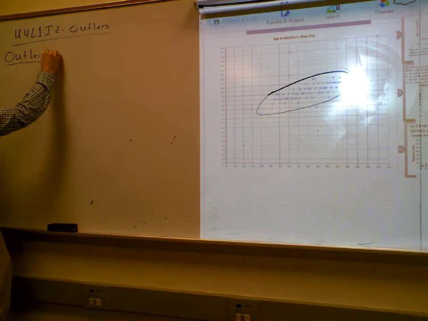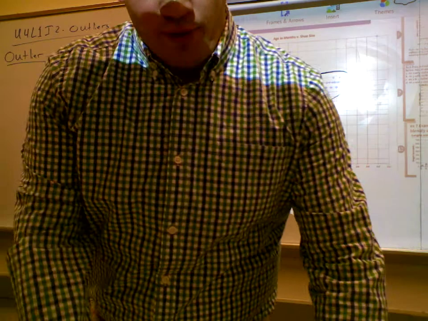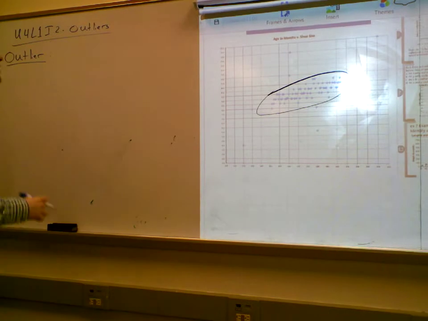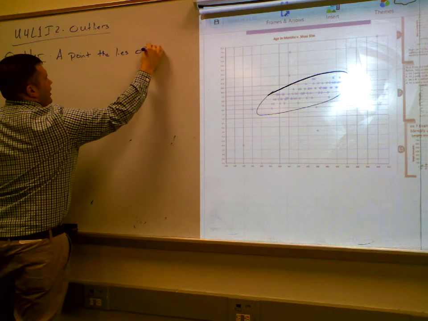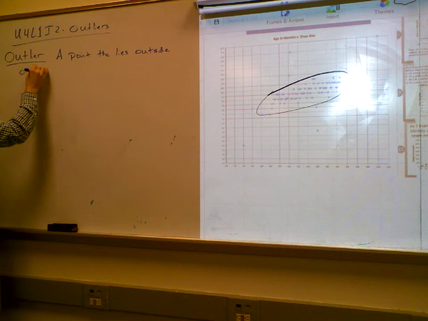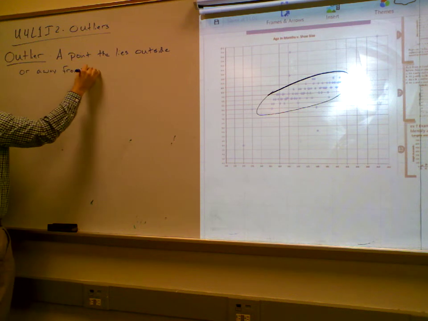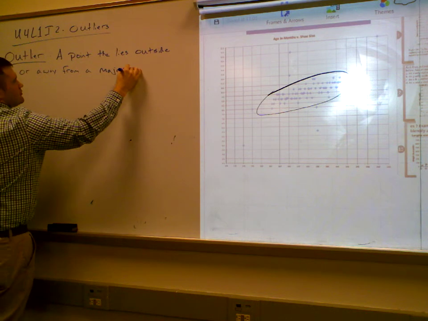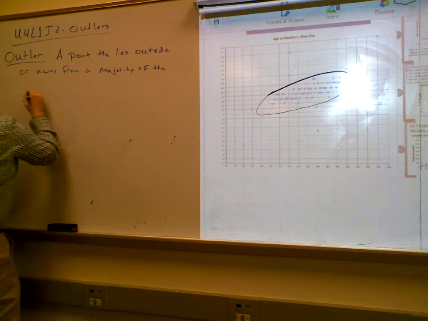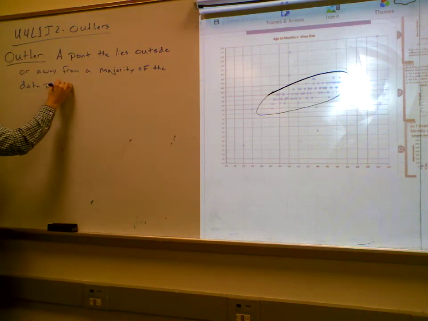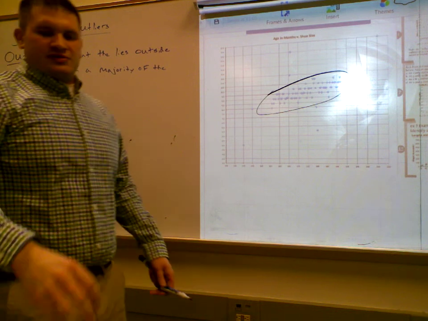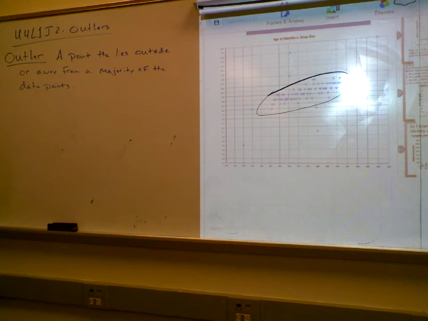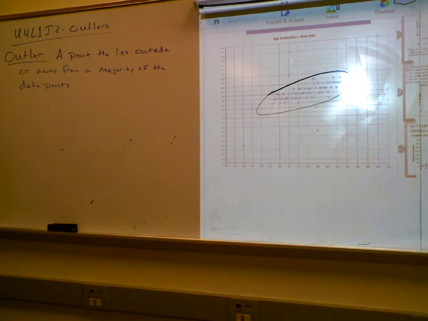So let's define an outlier. I define an outlier as a point that lies outside or away from the majority of the data points. So it's a point that lies outside or away from a majority of the data points. Do you guys like the definition? Too many words.